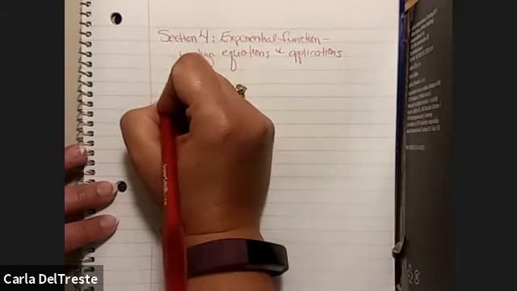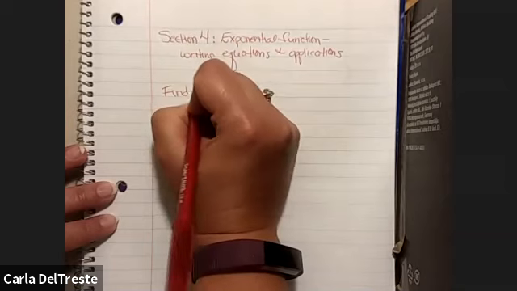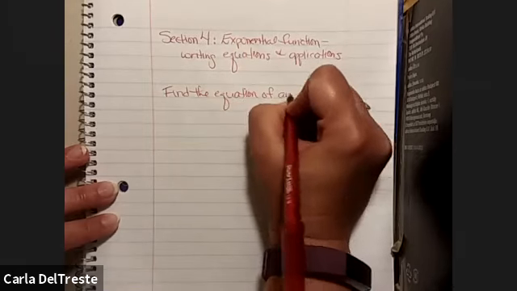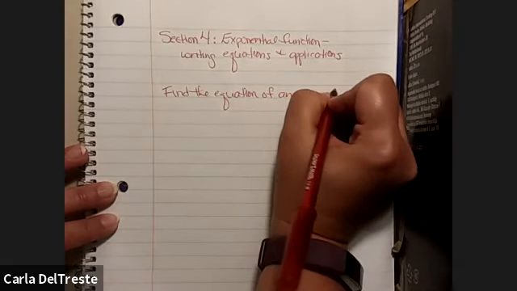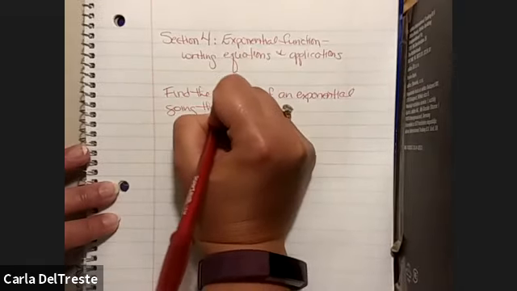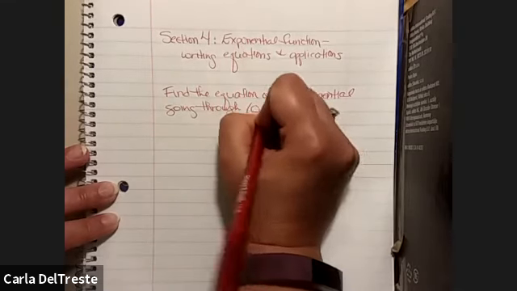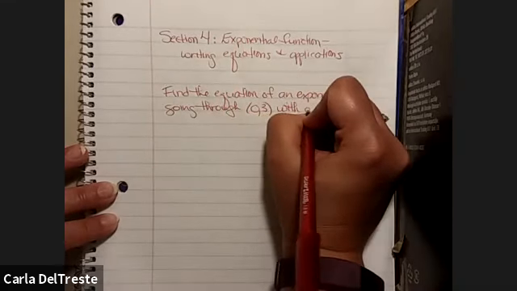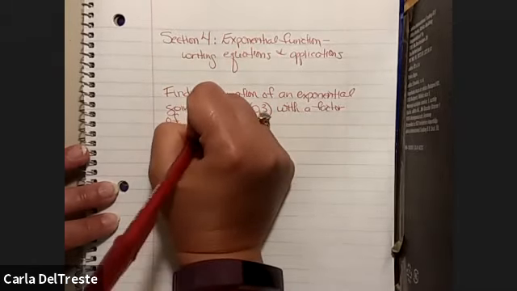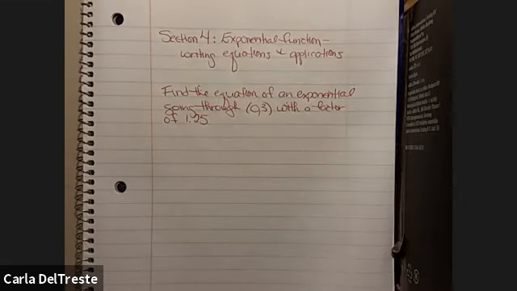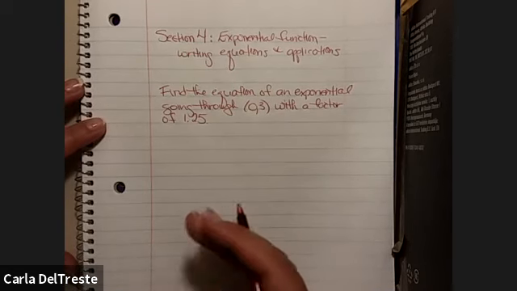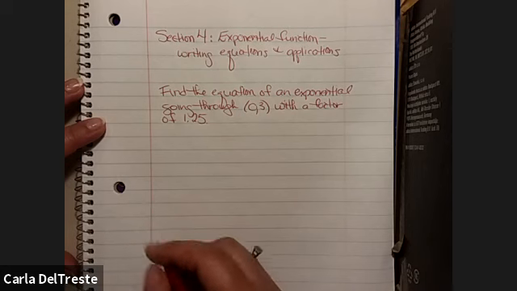So the first one is find the equation of an exponential going through (0, 3) with a factor of 1.25. Well, think back to what we learned in the previous videos. What information do you need in order to create an exponential equation?